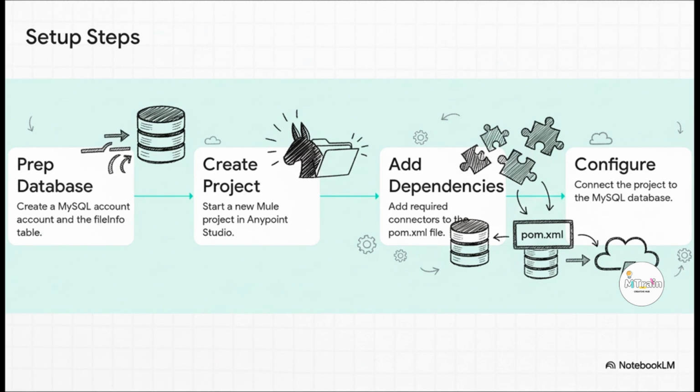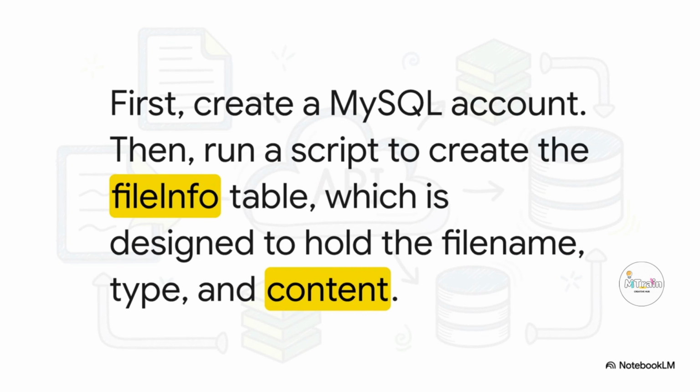Easy enough. So, first things first, the database. Once you have your account set up, the most important step is creating a specific table. We'll call it file info, and it's going to have columns for the file's name, its type, and, this is the magic part, the actual file content, stored as what's called binary data.